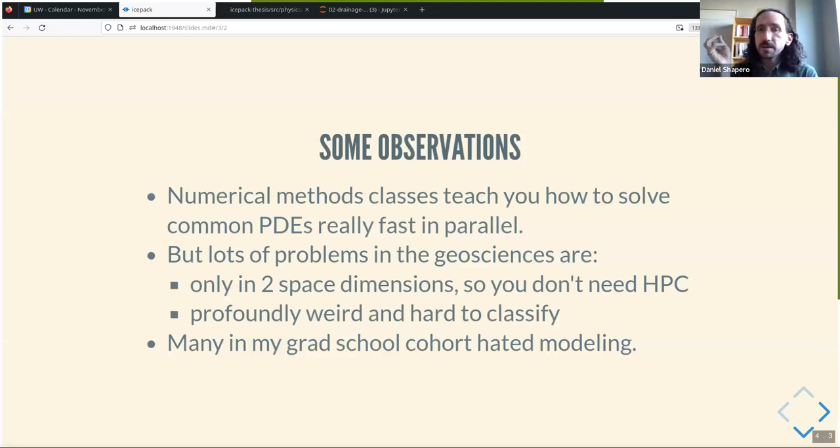But a lot of the problems that I encountered in glaciology and in looking at other areas of the geosciences are only in 2D. So the need for really big HPC resources isn't quite there. Now, I know this isn't true for all fields. If you're doing atmospheric dynamics or ocean dynamics, you really do have honest to God 3D problems and you need the big iron. But many of the problems that we're interested in are 2D, but they're just weird.